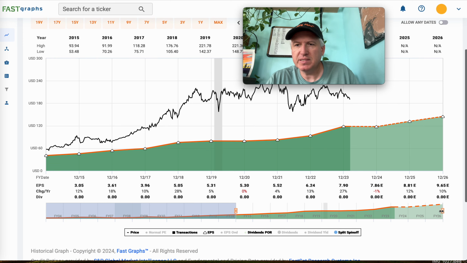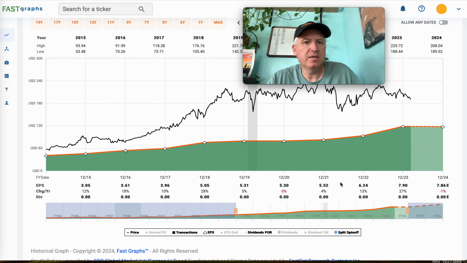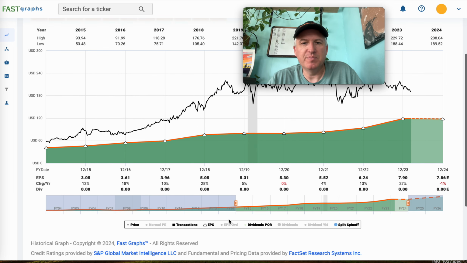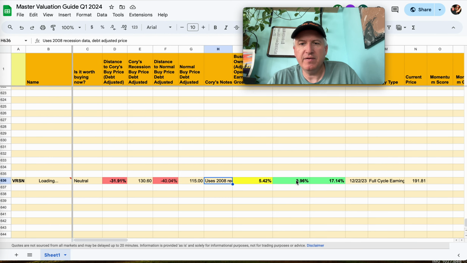Let's shrink this down here. Sometimes I forget that FastGraphs counts those extra future years when they do the earnings growth. Okay, so they have about 11% earnings growth during this time frame. Let's see what I have. I have about 10.